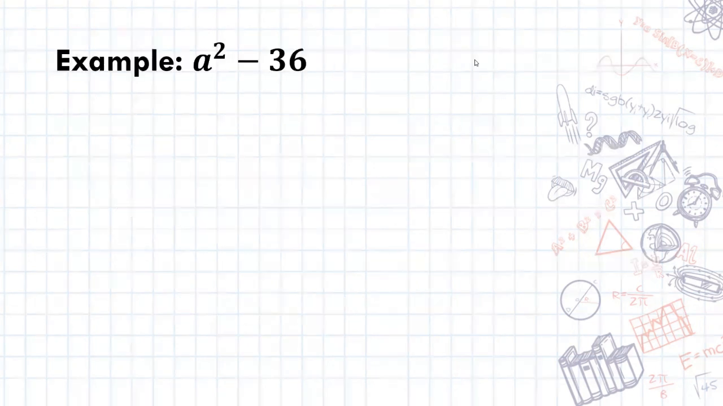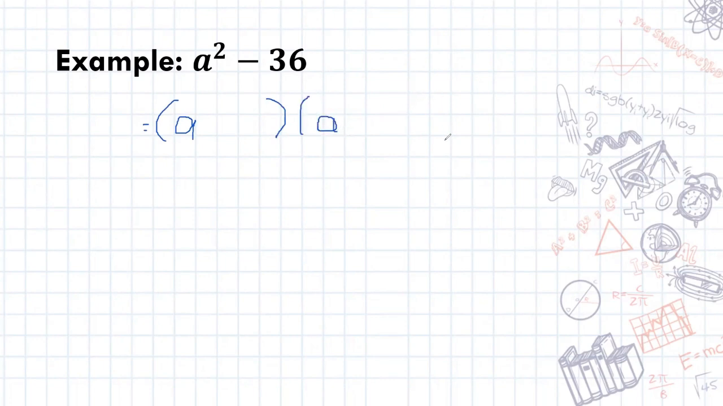So here's our first example. We've got a squared minus 36. So we can see it's a minus. There's two terms, and they are both perfect squares. So we can write down the square root of a squared is a, and we just write down our brackets and write down our a. And the square root of 36 is 6. So we write down our 6's, and one bracket has a minus, and one bracket has a plus.